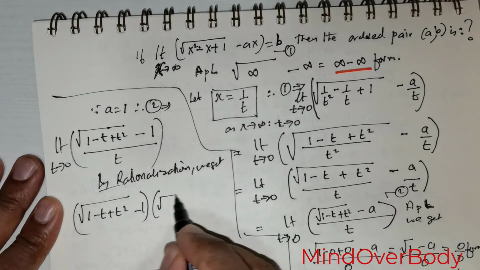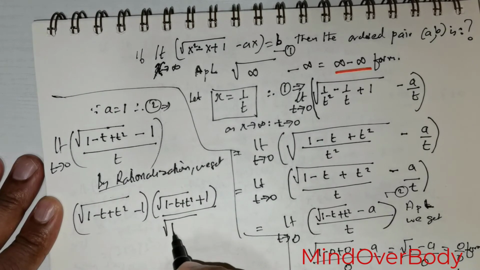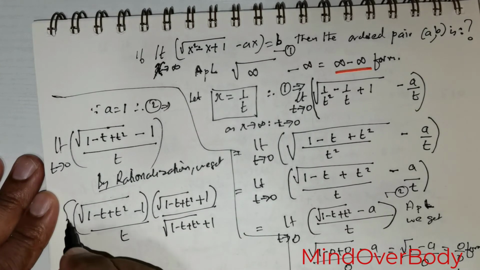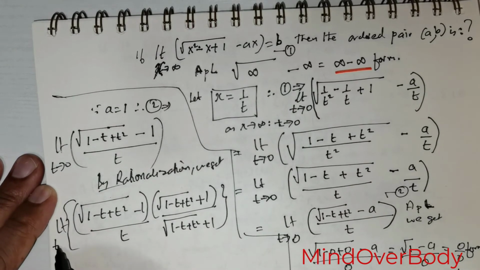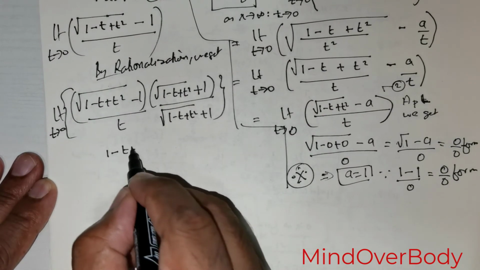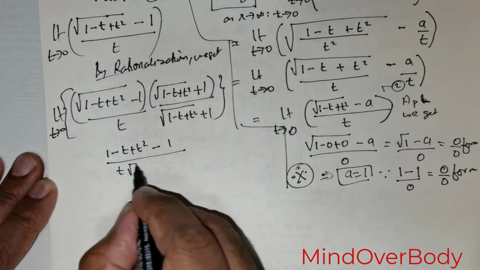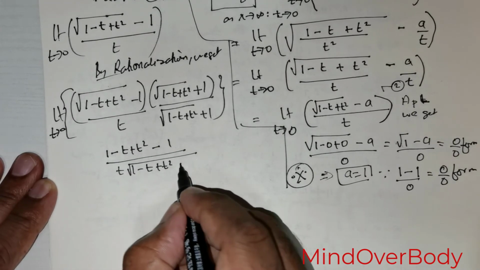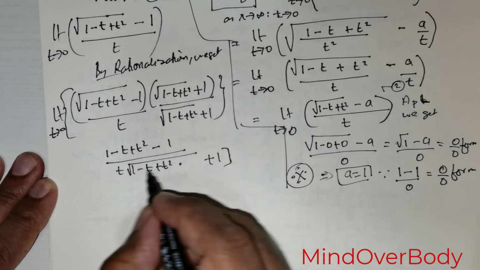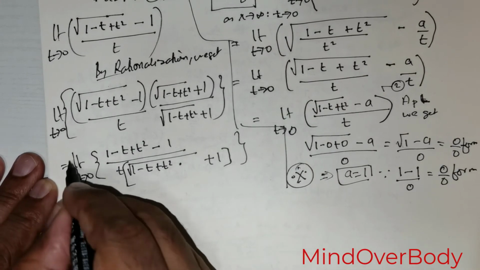We are going to be multiplying by root of 1 - t + t² + 1, divided by root of 1 - t + t² + 1. There's already a t here. Of course, this entire thing has a limit t tending to 0. Now this is going to give me 1 - t + t² - 1 divided by t times square root of 1 - t + t² + 1. Okay, so this is going to be limit t tending to 0.